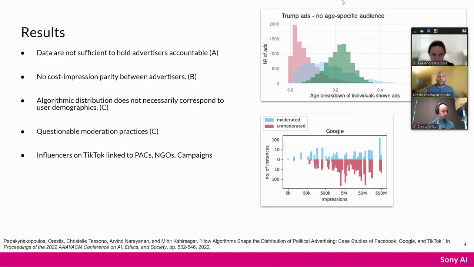And furthermore, especially on TikTok, and that's not TikTok specific, but we focused on TikTok in this case, we found a lot of influencers who were active on the platform, and they were linked to PACs, to NGOs and campaigns. And there is no transparency at all about the exact relations between these influencers and the campaigns. And also, even if political campaigning officially might not be allowed in the form of ads on the platforms, there are new ways to do that. And this is something we should take into consideration.